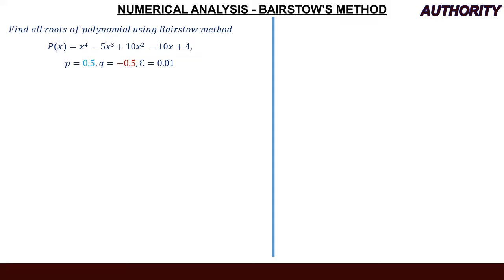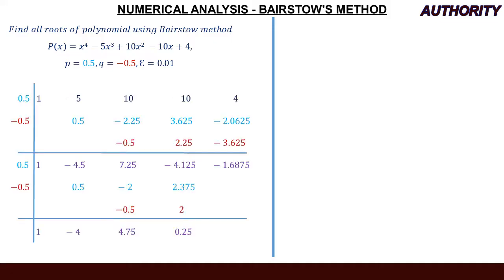Using synthetic division, we are going to use the coefficients of our p of x. The coefficients are 1, minus 5, 10, minus 10, and 4, right? That's the coefficients. And then we pay attention and see that there is no missing term. So we have our p and we have our q. Let's arrange it: p and q.